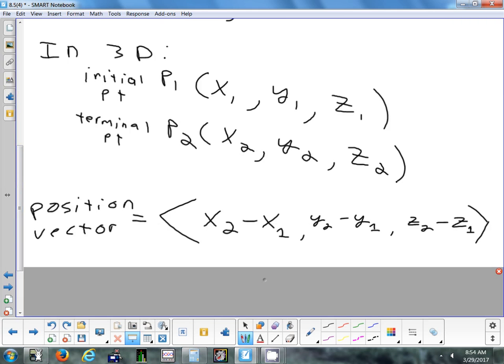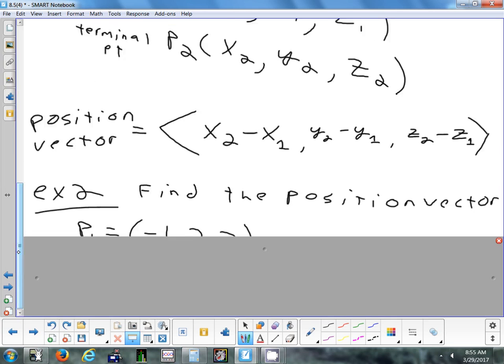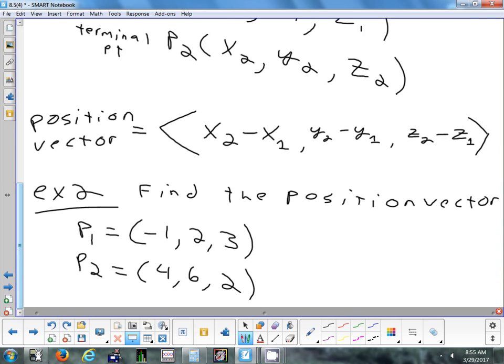You could consider everything we did already was 3D. It's just the 3D component was always 0 minus 0. So we don't write it. But now it might not be 0, so we have to write it. So finding a position vector is kind of like doing the distance formula. There's some subtraction, but you're not squaring things, and you don't take the square root. So it's actually a little bit less in terms of a calculation.